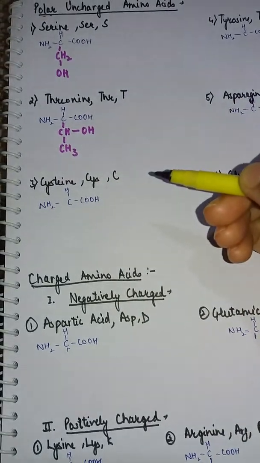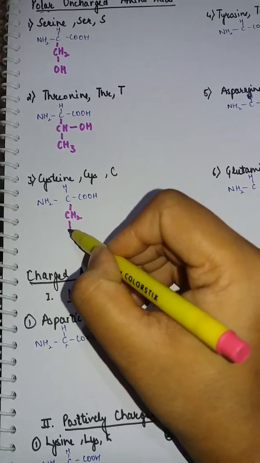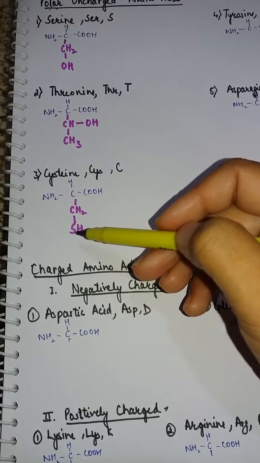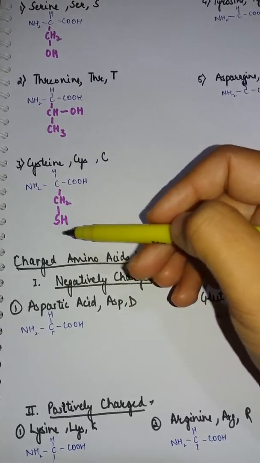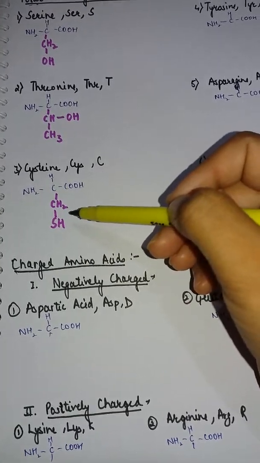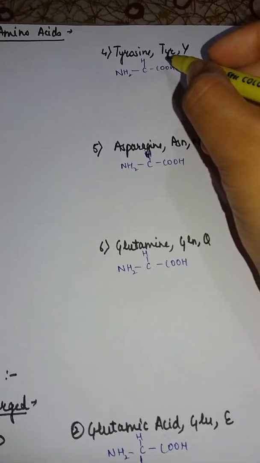In cysteine there will be a single carbon only, but it will have one SH group, as I have told you that it contains sulfur and it is involved in the disulfide linkage in the protein structure. It contains a terminal sulfur group, so that's why it is involved. One CH2 then SH. Now let's come to tyrosine.